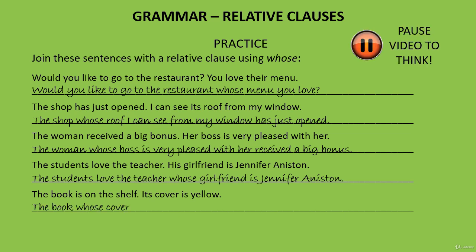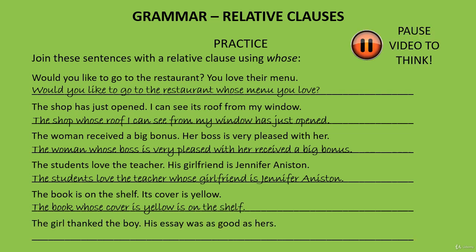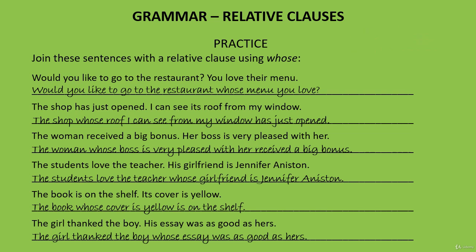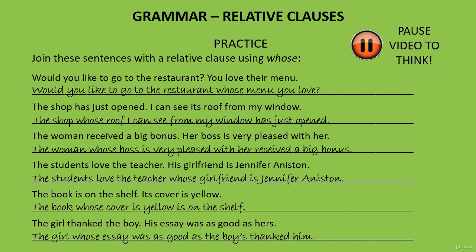The book whose cover is yellow is on the shelf. The girl thanked the boy whose essay was as good as hers. Or, the girl whose essay was as good as the boy's thanked him. Here we can't write whose essay was as good as his because we don't know who he is. Therefore, we need to change some of the words to make it understandable.